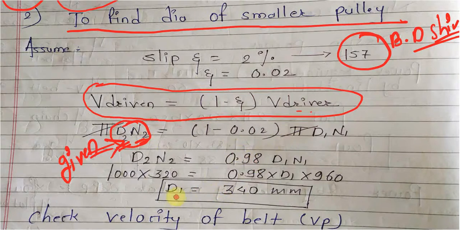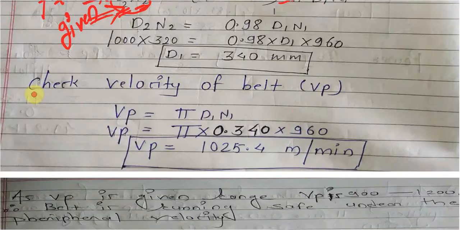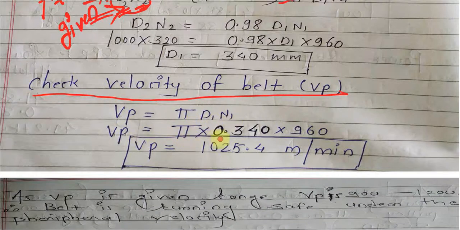So we find d1; pi gets cancelled. The pi value is the same, 22 by 7, so this pi and this pi get cancelled. Now d1 is equal to 340 mm. Now check the velocity of belt Vp. Vp is equal to pi d1 n1, so Vp equals pi times 0.340, which is d1 in meter, multiplied by 960 rpm. Now the velocity of belt is equal to 1025.4 meter per minute.